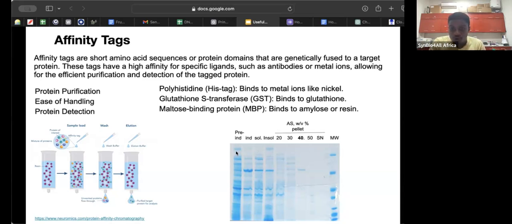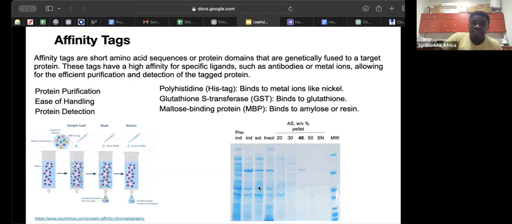So on this gel, the pre-induction here is before we induce the system. And then here was when we induce the system, and here was more of the purification. Now we use what we call ammonium sulfate precipitation. So you see in this well here at the 40%, we're able to get the protein alone out without any other debris, without any other of the bacteria protein in there.